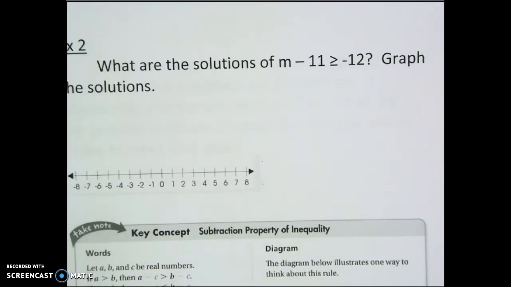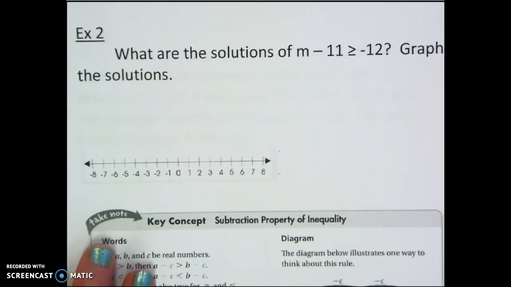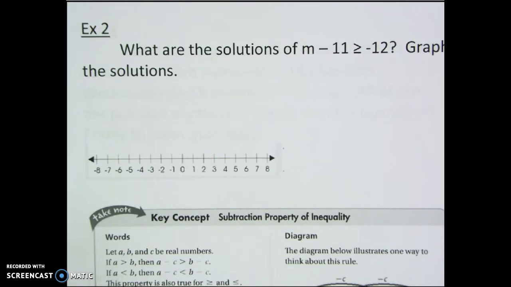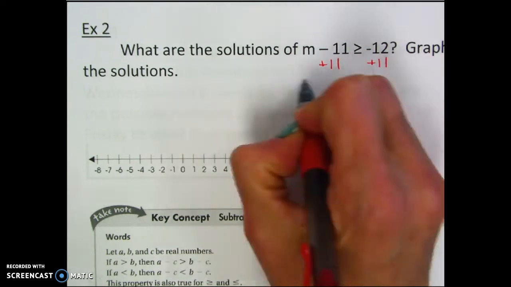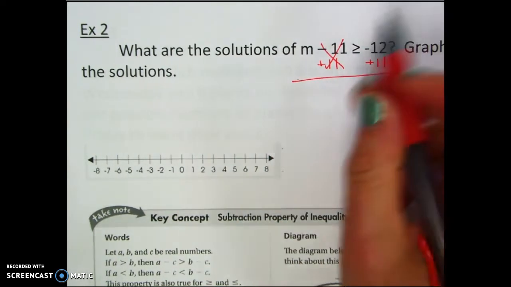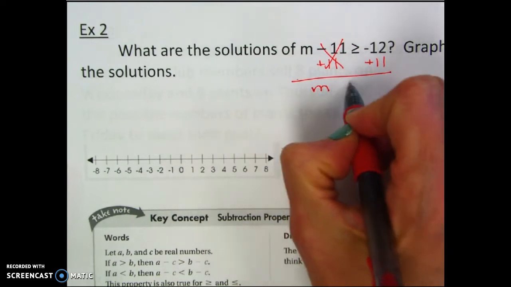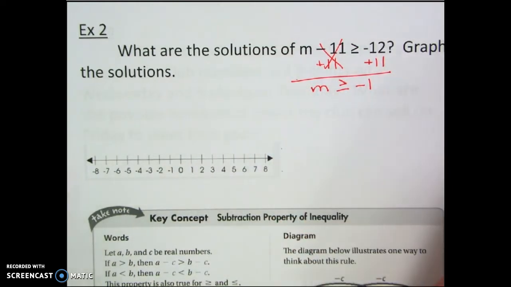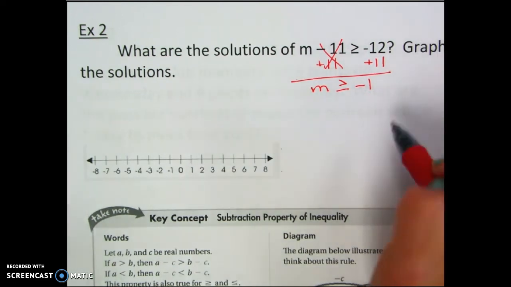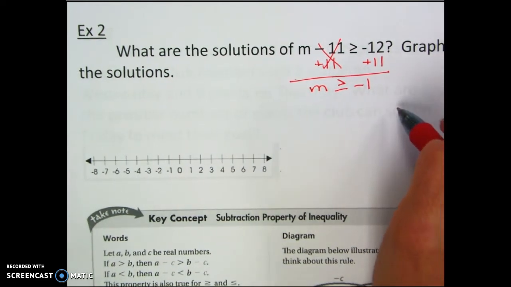Next, what are the solutions of m minus 11 greater than or equal to negative 12? Well, same thing. This is a subtraction problem. In order for us to solve it, we need to add. So we're going to add 11 on both sides of the inequality, same as we add 11 on both sides of the equal sign. So m is greater than or equal to, this would end up being negative 1. Negative 12 plus 11 is negative 1.